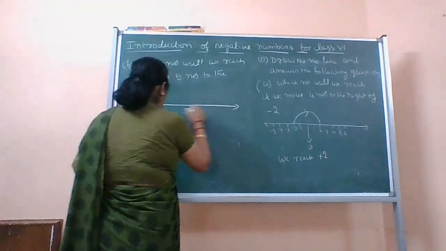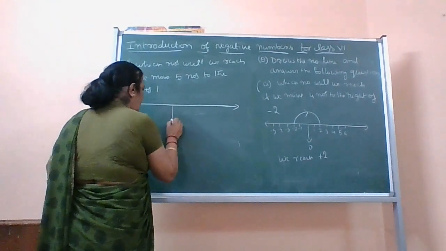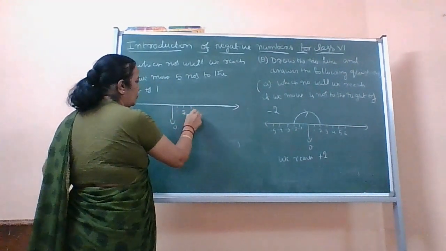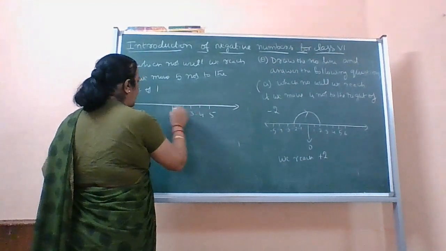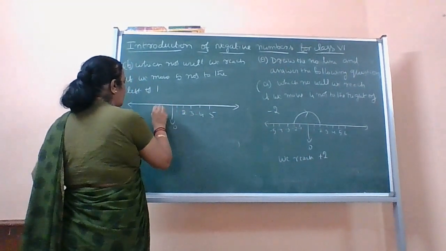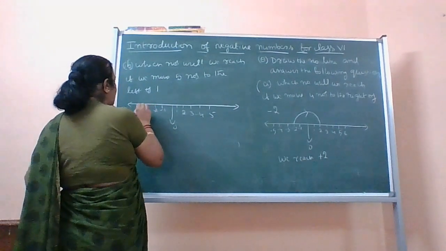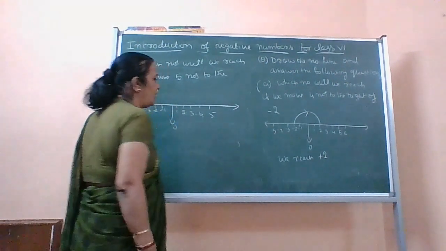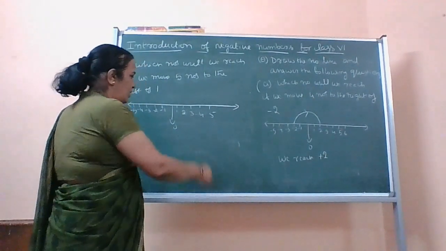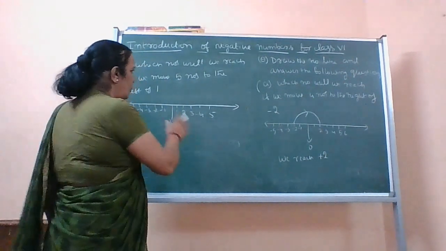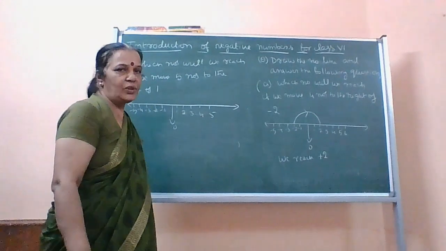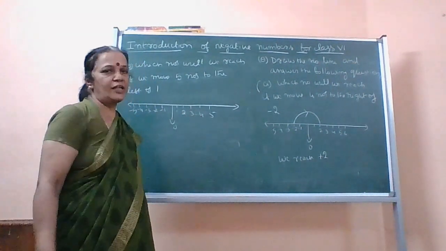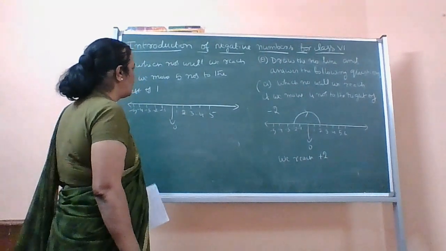First, draw the number line and write 0 in the middle. Then 1, 2, 3, 4, 5 on this side, and minus 1, minus 2, minus 3, minus 4, minus 5, etc. on this side. You can write any number. You can continue, but only as much as is required; that is enough. Even if you don't write plus, it is understood that it is plus.